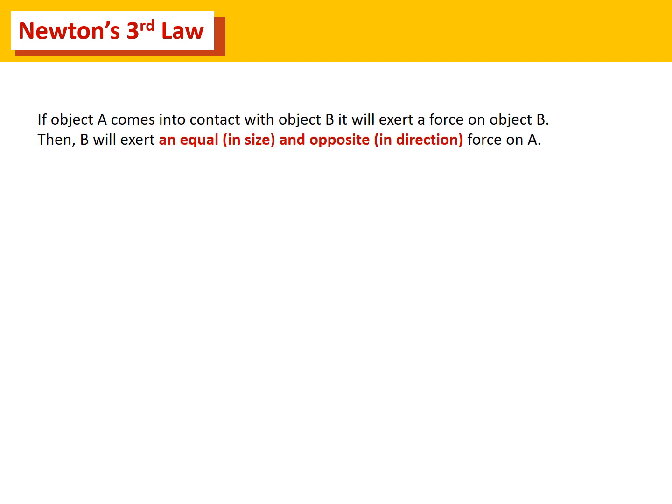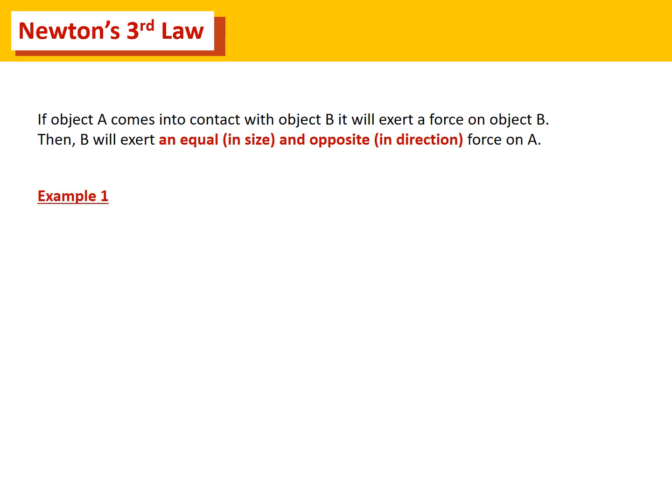If object A comes into contact with object B, it exerts a force on that object B. But equally, B exerts a force on A, and that force is equal in size and opposite in direction. So when two things come into contact with each other, they exert an equal but opposite force on each other.